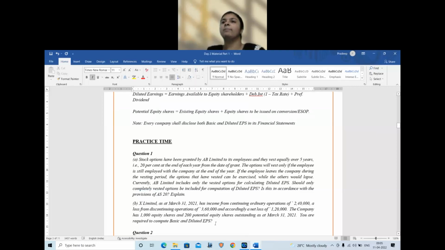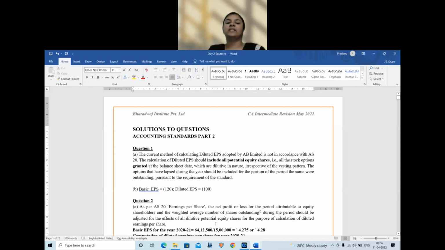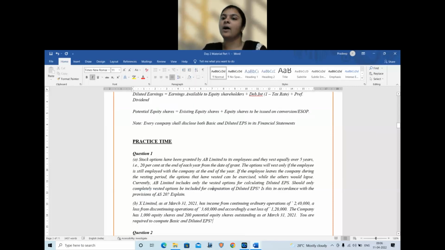Similarly, diluted EPS. They have not given any diluted earnings. Just potential equity shares are given. So what is the formula? 1,20,000 loss divided by 1,200 shares, which gives you diluted EPS of minus 100. So within brackets 100. Formula is very simple.